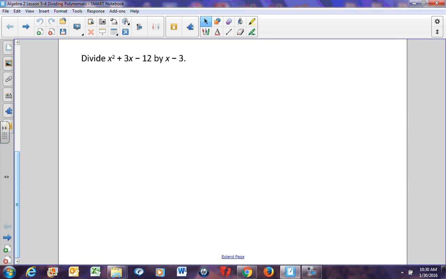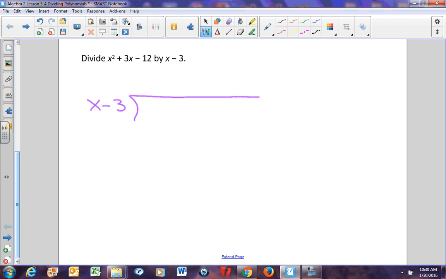Okay, let's practice. We're going to divide x squared plus 3x minus 12 by x minus 3. And we're going to do this just like we used to do dividing when we were younger. The x minus 3 goes on the outside, and on the inside we have x squared plus 3x minus 12. Since this goes in descending order of the variable, power of 2, power of 1, power of 0, we can write it just as we see it.